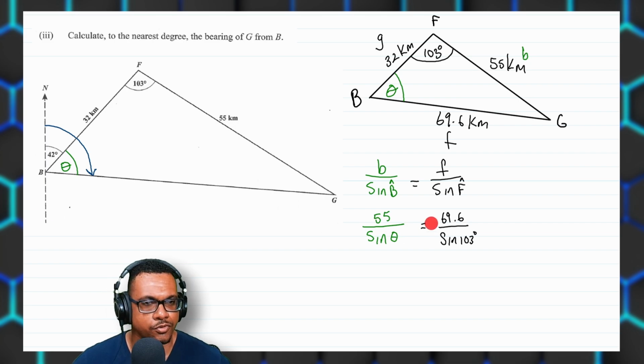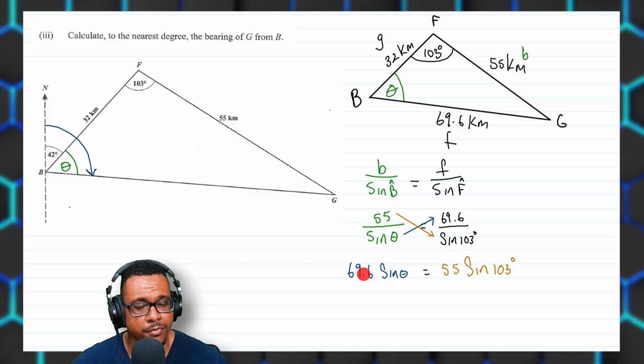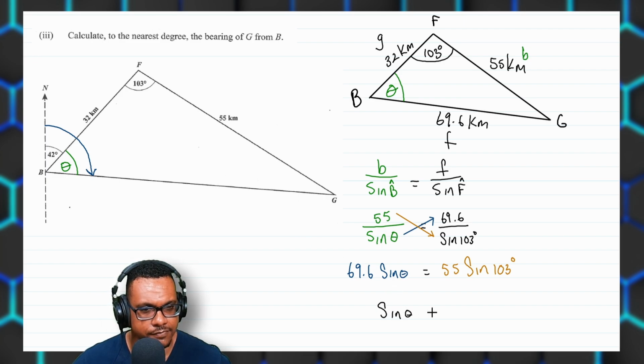So what we can do now is cross multiply here. So I'll put equal, and I'll have the sine theta by 69.6. So that's 69.6 sine theta. And then I'll have this 55 multiplied by sine 103. So that's 55 sine 103 degrees. So now we understand that this is 69.6 multiplied by sine theta. So once we transfer the 69.6 across the equal sign, the operation will change to division, and we'll get sine theta is equal to 55 sine 103 degrees over 69.6.